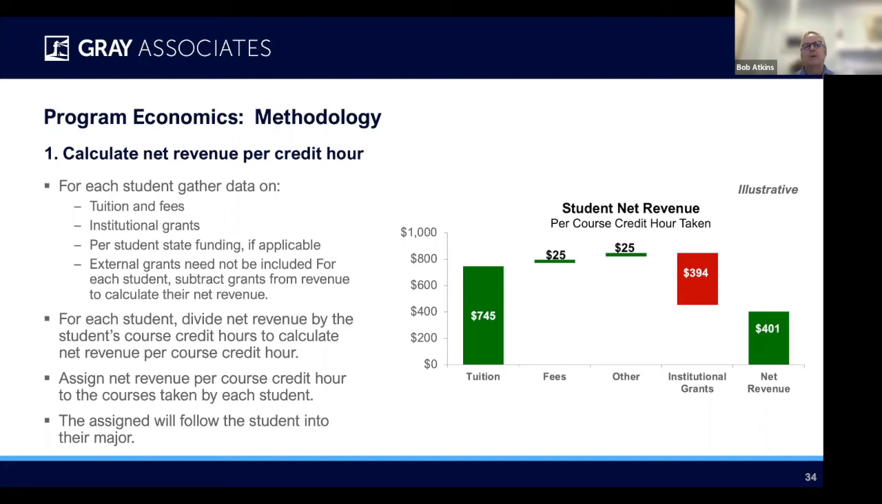Now, remember that Pell Grants are not institutional, they're governmental. So that's going to flow into you as revenue, as tuition. So you don't want to subtract governments, you don't want to subtract foundations that may be funding a student and so forth when you're doing these numbers, but you do want to take out the money in effect that your institution discounted in order to get that student in the door.